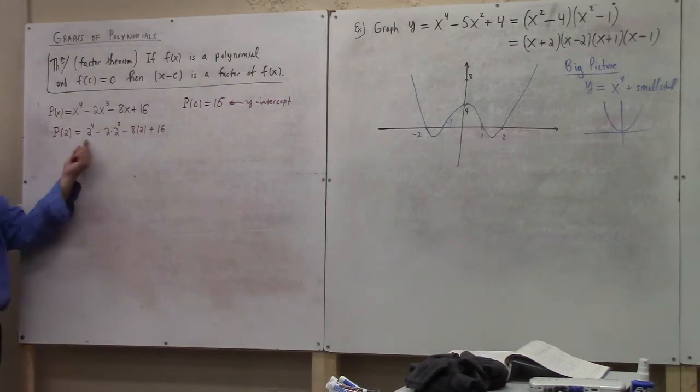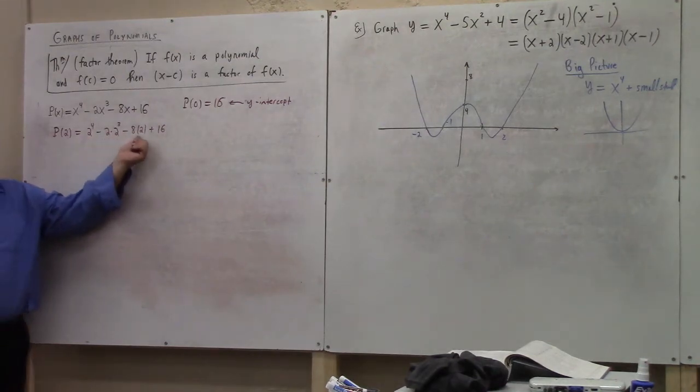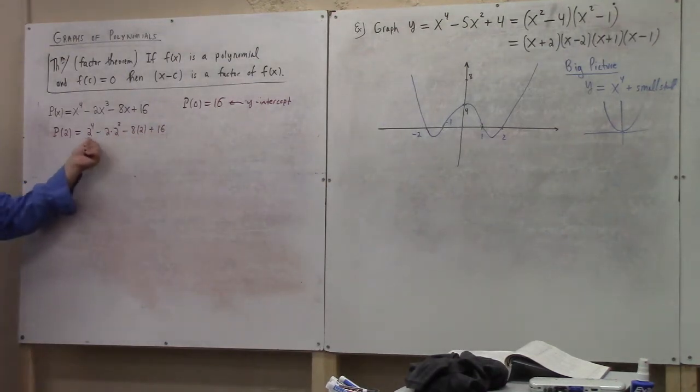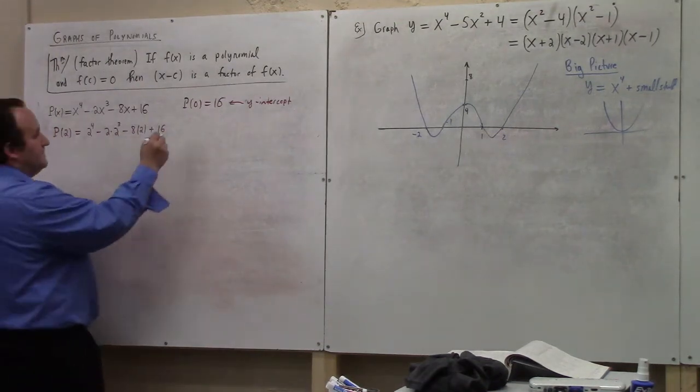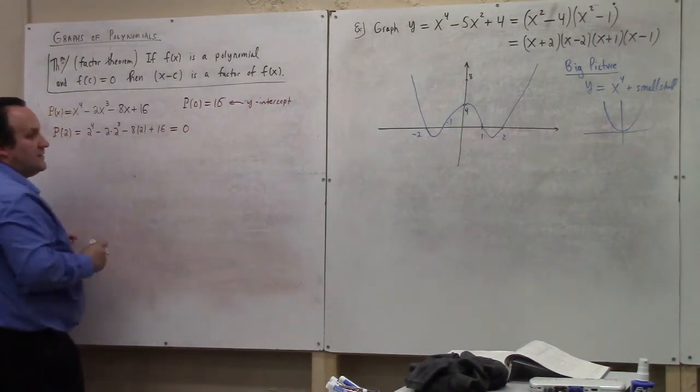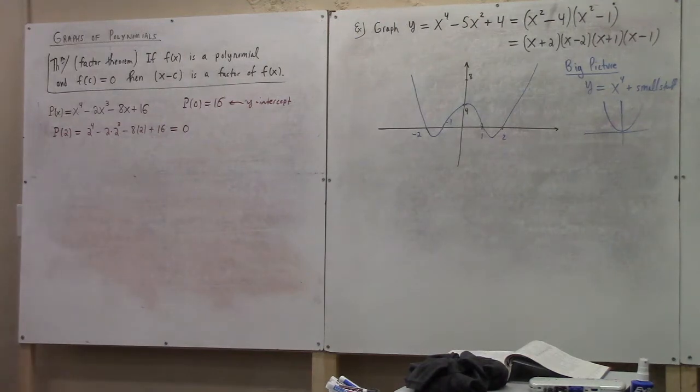Anyway, 2 to the fourth, 16. So we got a 16. Everything's 16, isn't it? This is 16, that's 16, that's 16, that's 16, plus 16, minus 16, minus 16, plus 16. We have a winner, 0. What does that mean? You're absolutely right. That is 0. 2 plugs in, gives us 0. What does that mean?